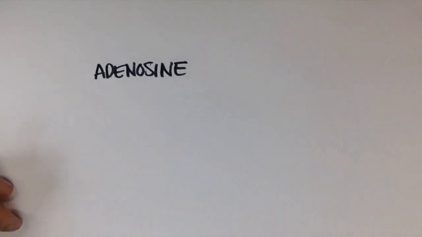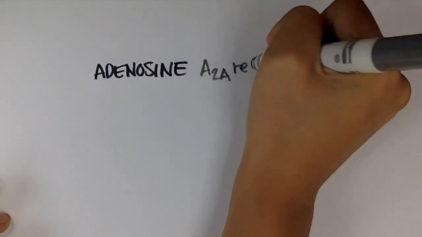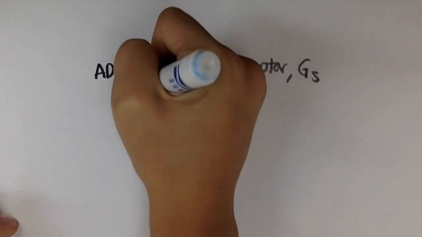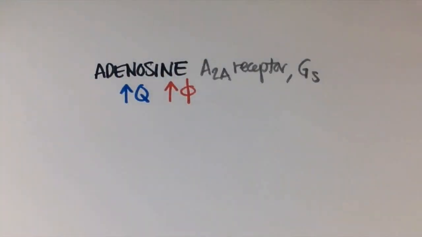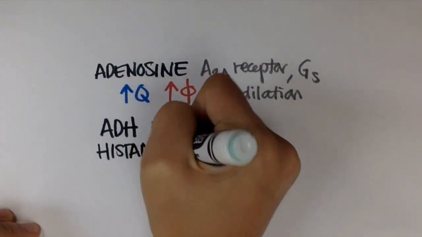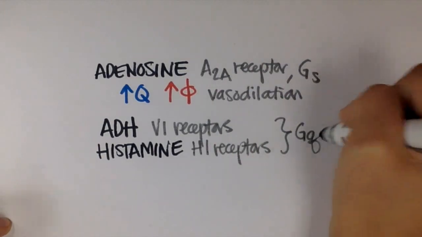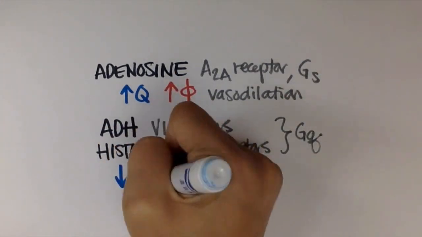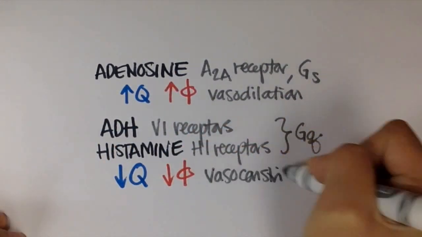Overall, adenosine's effect on the A2A GS protein-coupled receptors caused an increase in drip rate and in the weight rate gain through vasodilation in the arterioles. ADH on V1 receptors and histamine on H1 receptors, both coupled to GQ pathways, resulted in a decrease in drip rate and weight as the result of vasoconstriction.